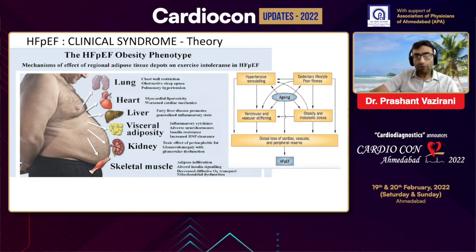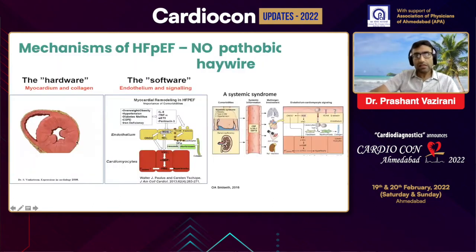But in HFpEF, the theory is that it is opposite, that it is starting in the body and then eventually it is affecting the heart. And the last theory, which is the more favored theory, is the nitric oxide pathobiology going haywire, in which there is a metabolic milieu. There is obesity, hypertension, diabetes causing oxidative stress, and the nitric oxide signaling pathway is getting affected. And nitric oxide is present in endothelium all over the body, as you all know.